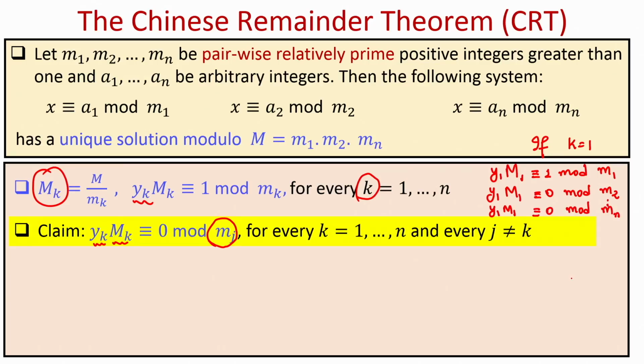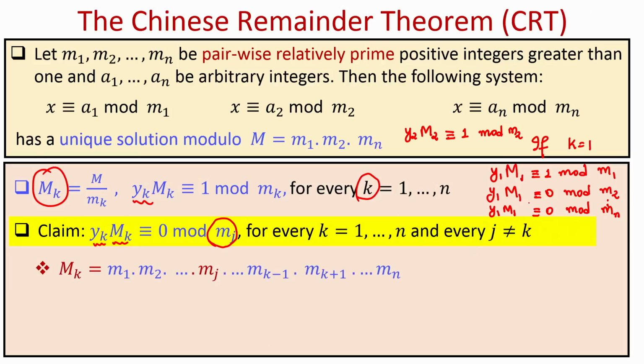Similarly, if you take y 2 times M 2, we know that that is congruent to 1 modulo the second small modulus m 2, but with respect to the first modulus m 1, the third modulus m 3, fourth modulus m 4 and so on, y 2 times M 2 is 0. That is a claim, and the proof is very simple here.